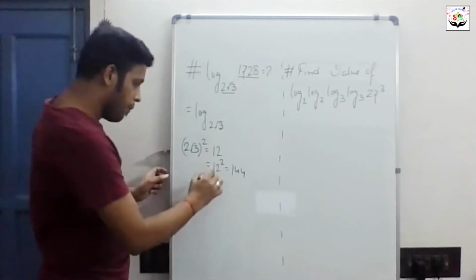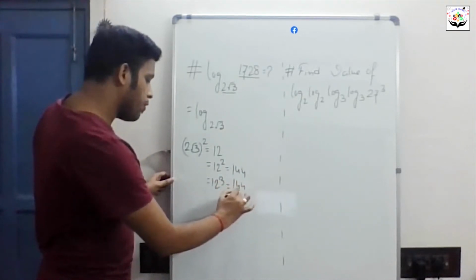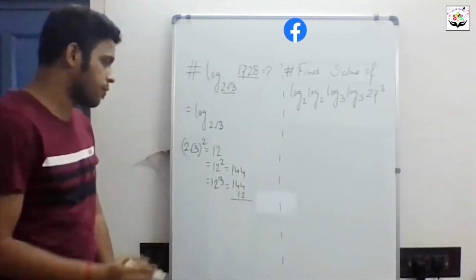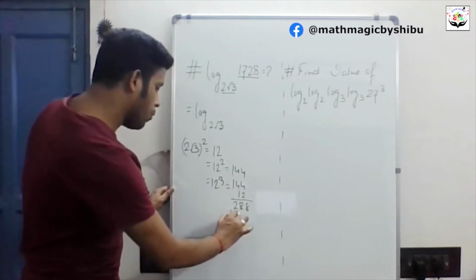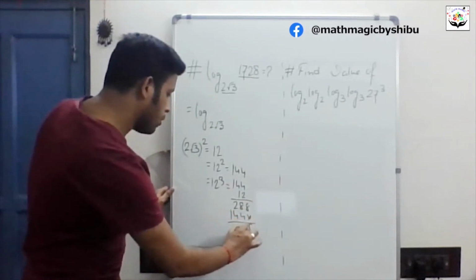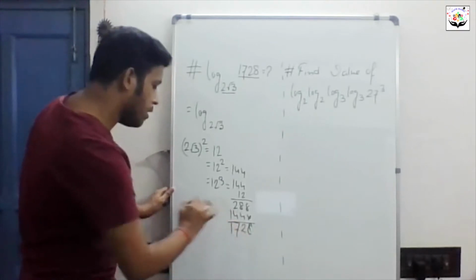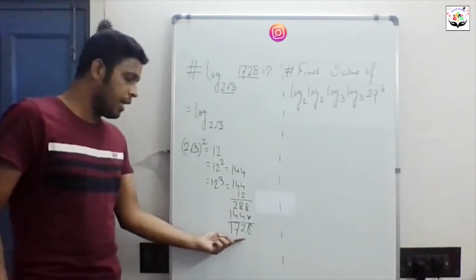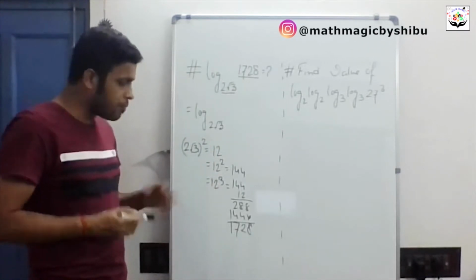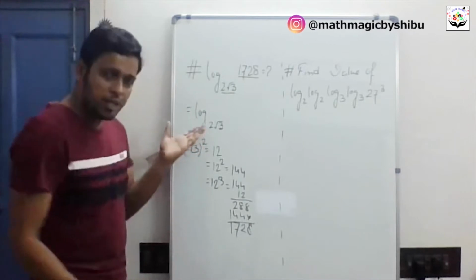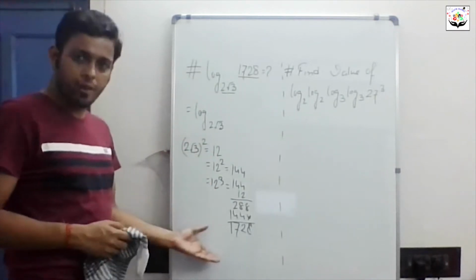Now if we do 12 cube, 144 into 12, it will come as 1728. So 1728 is actually the cube of 12, right? I have just deduced that part so you understand this. So I am clearing it. Just pause the video and you can take a note of it.